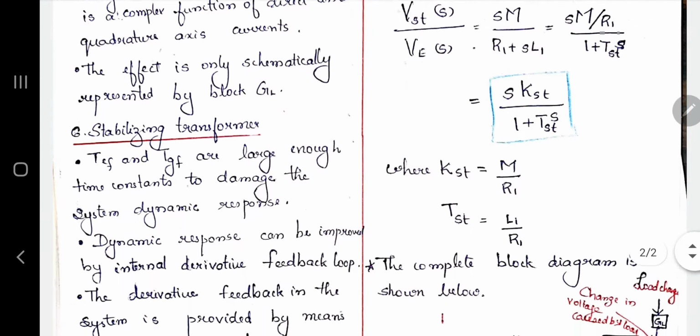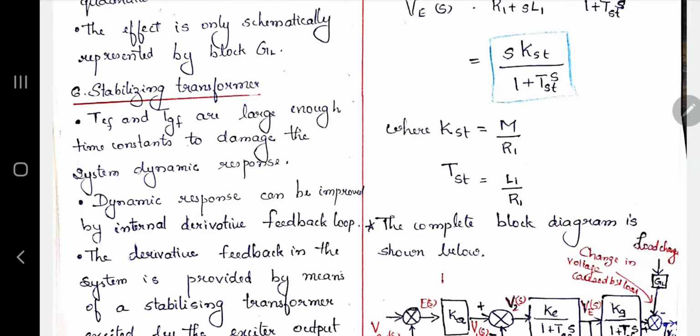Let's move on to the next one, that is the stabilizing transformer. TEF and TGF are large enough time constants to damage the system dynamic response. What is the need for a stabilizing transformer? TEF, the exciter field time constant, and TGF, the generator field time constant, are both very large, so they impair the system dynamic response. This can be improved.